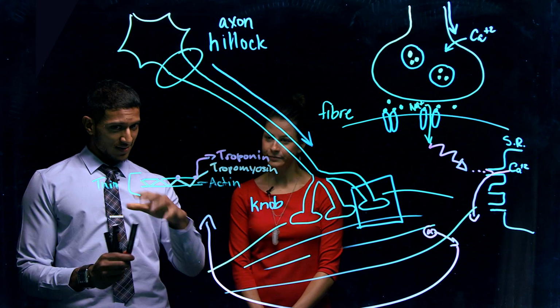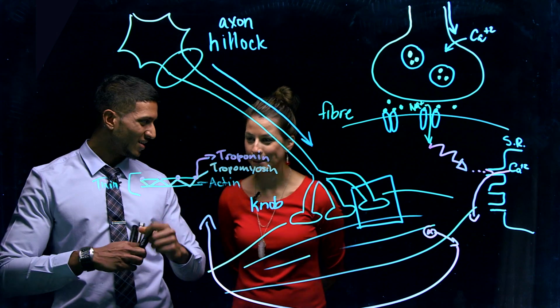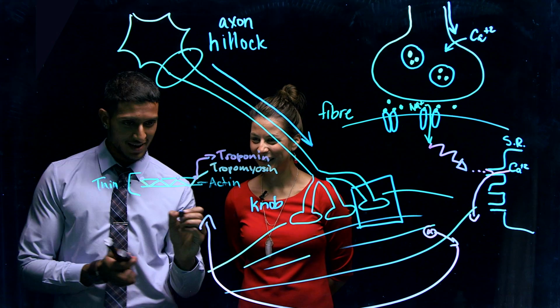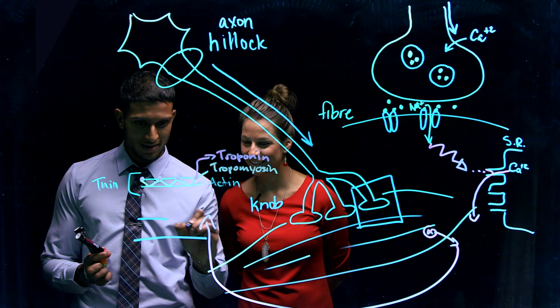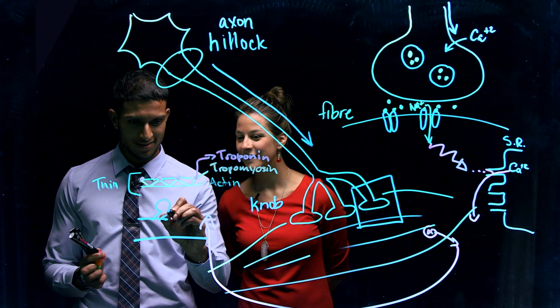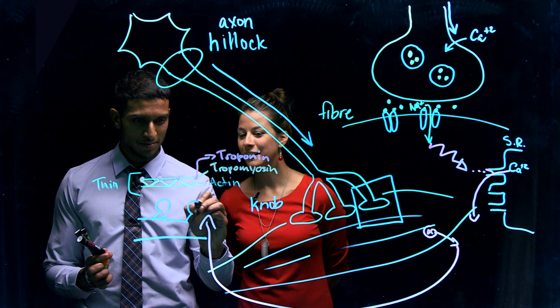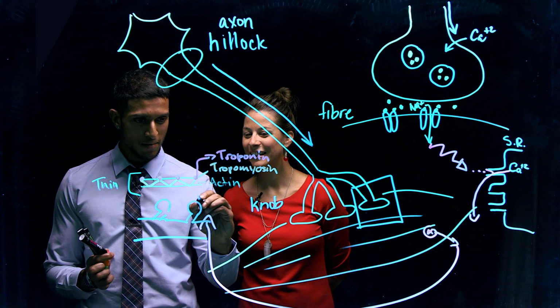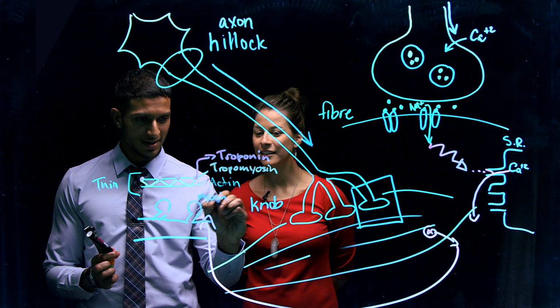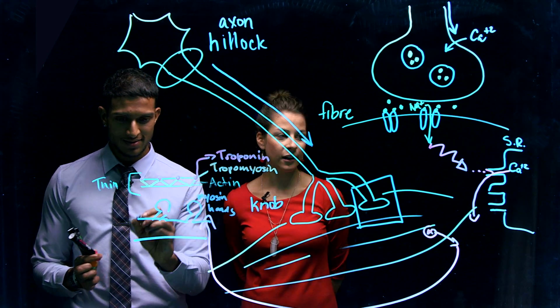Right. So that's the thin part. Then there's a thick part. If there's a thin, there's got to be a thick. So there's a thicker part, and this one has heads on it. It sounds weird, but these are actually called myosin heads. Okay. So where does the calcium come into play?